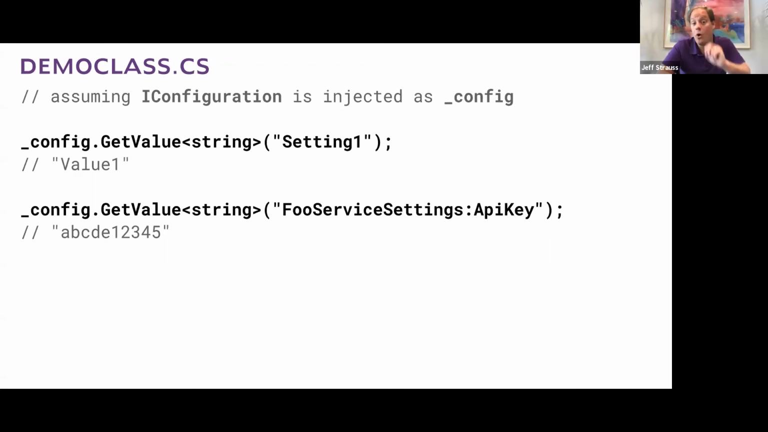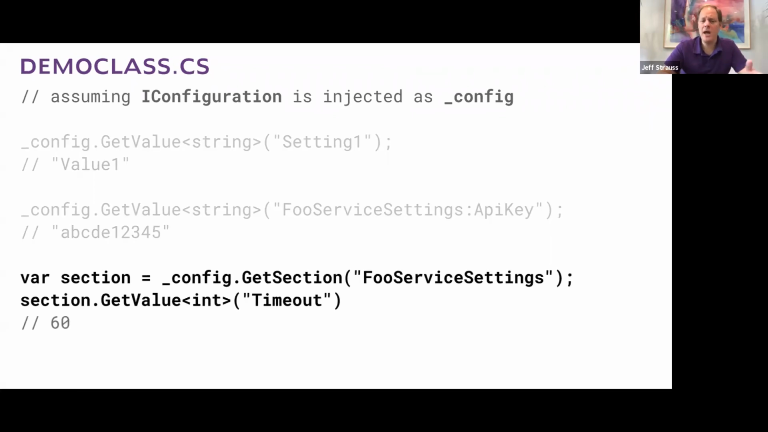Or again, using the colon delimiter, I can look at nested properties. Say I want to get back my foo service settings API key property. I expect a string, so I call config.getValue, and I'm going to get that ABCDE 1, 2, 3, 4, 5. Notice one of those values came from my AppSettings.JSON file. One of them came from user secrets. Doesn't matter because they're all together in my iConfiguration object.